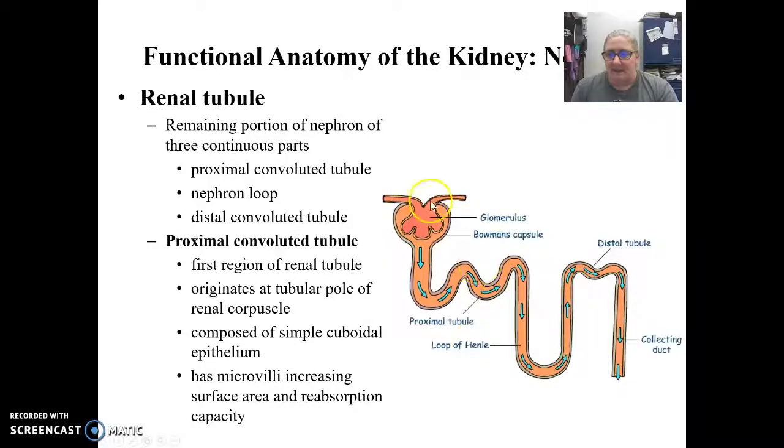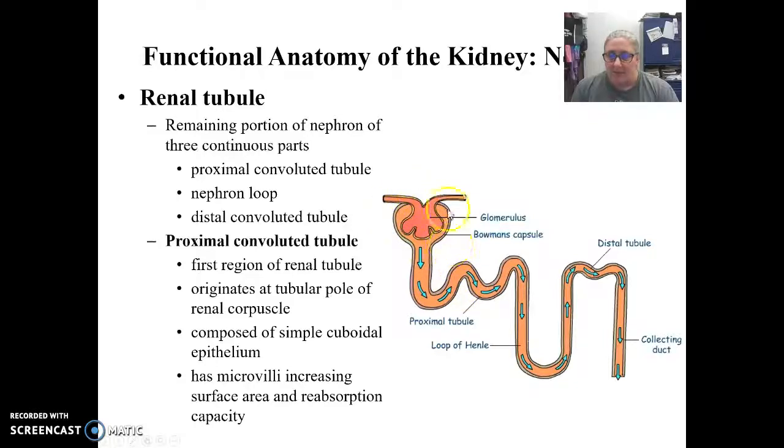So this is the actual nephron. Well, this isn't an actual nephron. This is a diagram of a nephron. It's a simplified drawing of the nephron, and what we've done is we've pulled the nephron so that it's very, very stretched out. And in doing so, you can see the renal tubule really well.